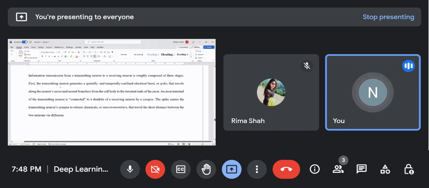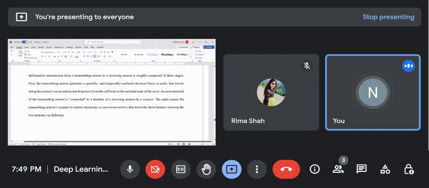Okay, first, the transmitting neuron generates a spatially and temporally confined electrical burst. That is a spike. So there is a generation of electrical signals. First, the transmitting neuron, the neuron which is required to transmit the signal, creates an electrical burst that is called a spike, which travels from the cell body along the axon.